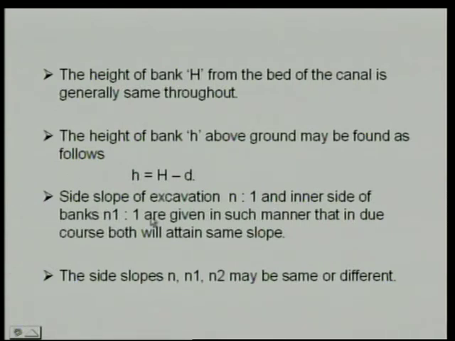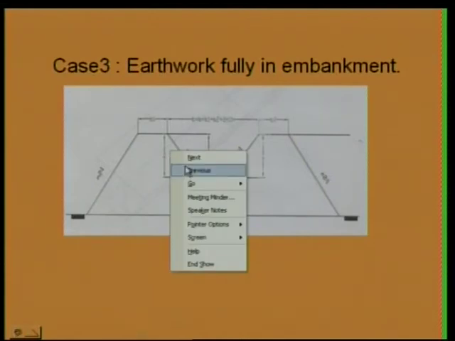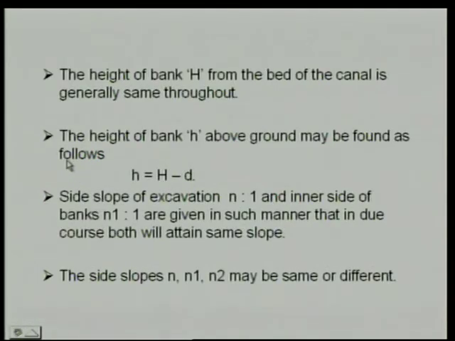The height of bank, that is capital H, from the bed of the canal is generally the same throughout. That is, the total height from the bed of the canal to the top of the banks is capital H. It is considered to be the same throughout. The height of the bank above the ground level may be found as follows: it is the total height from the bed of the canal to the top of the bank minus the depth of the canal in excavation.